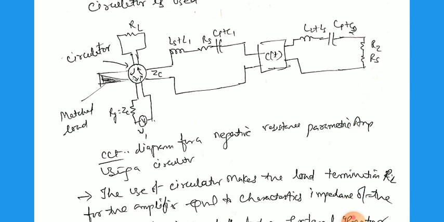Circulator is the device in which the signal goes from port 1 to 2, 2 to 3, 3 to 4, and port 4 to 1. Again, this will be a cycle like this. That's why it is called the circulator. And here we have given the circuit diagram of it.